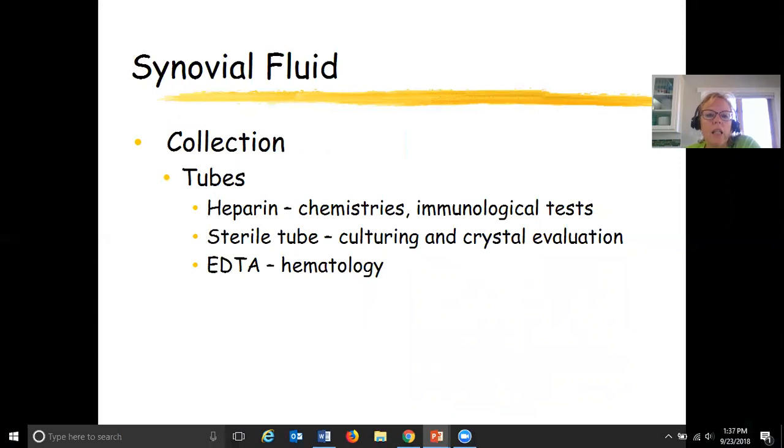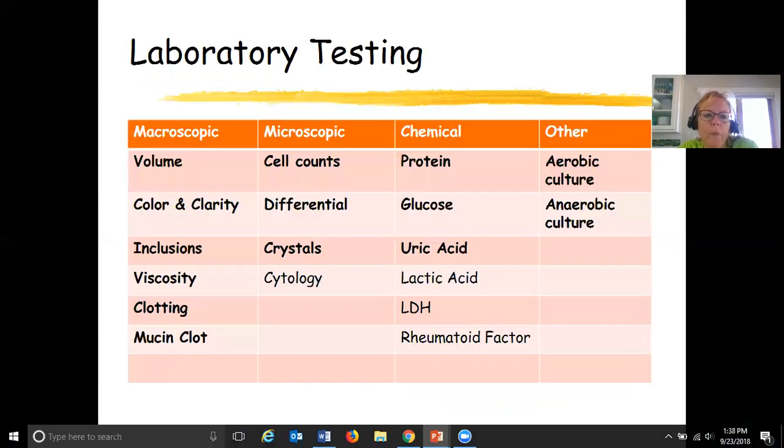So the tubes that we need then, we'll use a heparin tube, of course, for chemistries and any immunology tests, EDTA tube for hematology, and we'll use a sterile tube for culturing and crystal evaluation. They may also inoculate into broth for culturing.